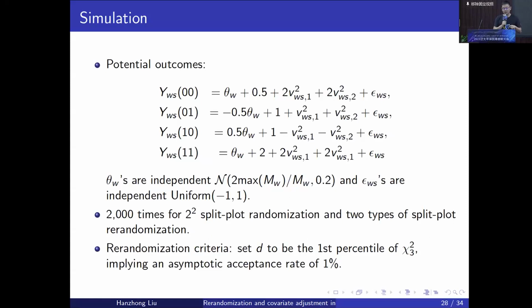The potential outcomes are generated by linear models with quadratic terms, and we perform the split plot randomization and the re-randomization 2,000 times to evaluate the finite sample performance of different estimators. For the re-randomization, we set the threshold D to be the first percentile of a chi-square distribution, implying an asymptotic acceptance rate of 1%.